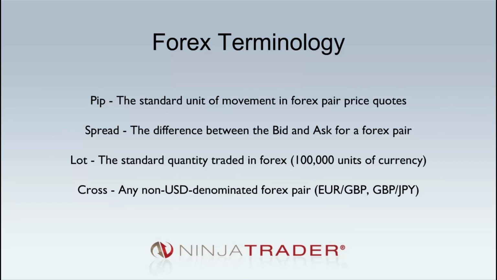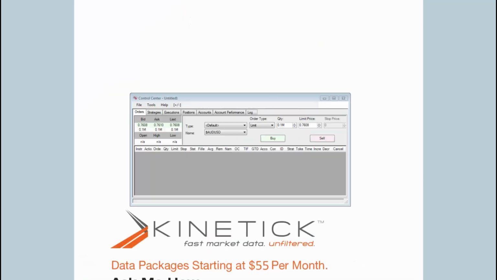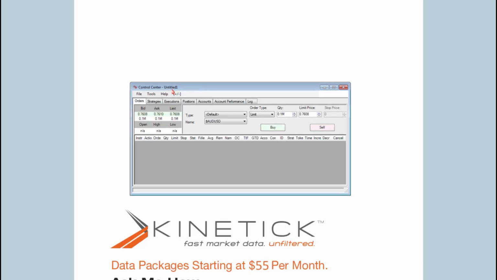Okay, with all that out of the way, I'm going to go ahead and remove the informational banner here, start sharing my screen once more, and let's jump right in. So the first thing that we're going to do is get connected to Kinetic today. To do that, I'm just going to go to my control center, click File, Connect, and Kinetic.